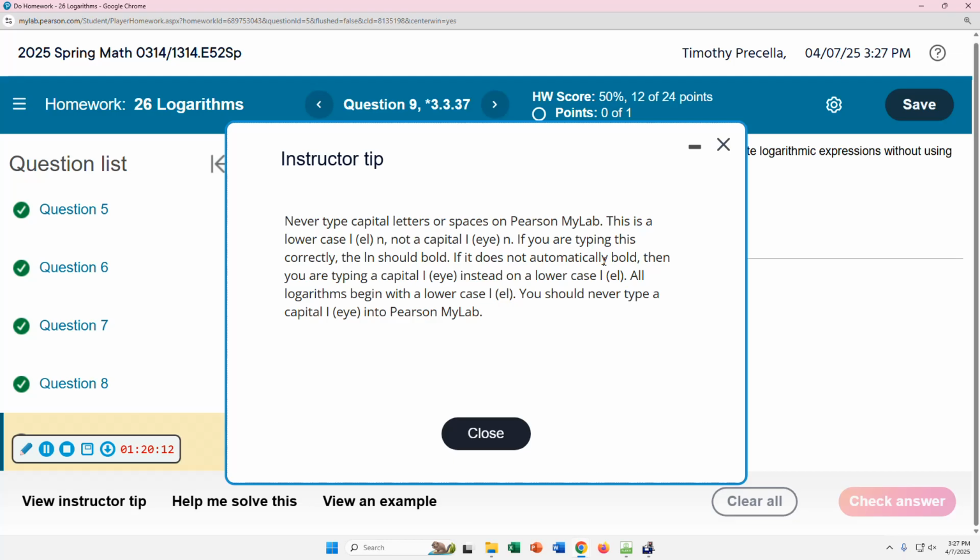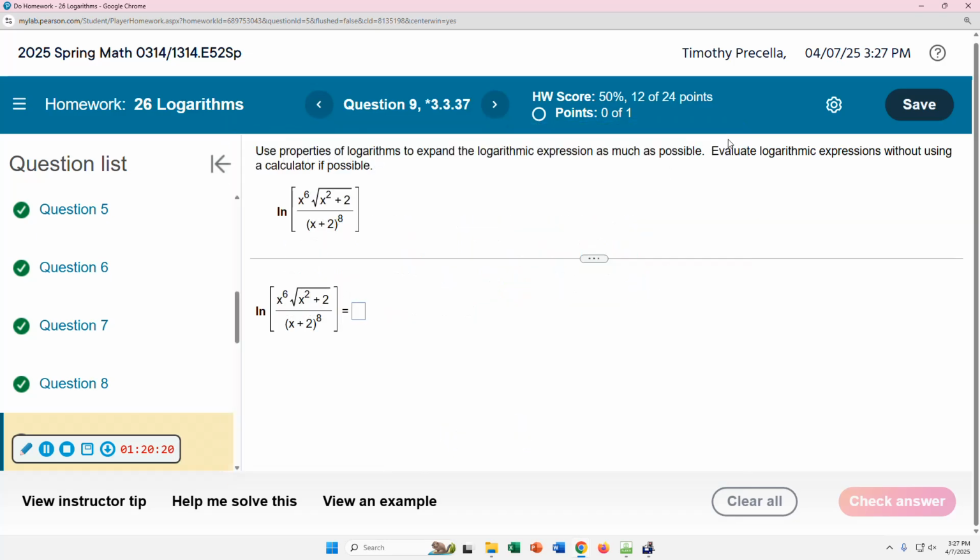Good. Okay. This one's longer. Oh, does this one have an ln in it? I think so. Let me see. Let's just look at number 9. ln. Oh, not capital I-N. Lowercase ln. It's a logarithm, and logarithms always start with the letter L.